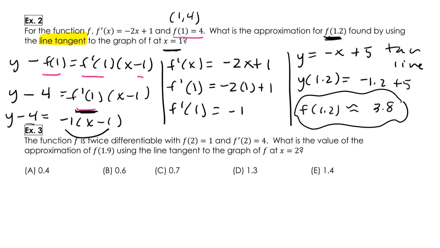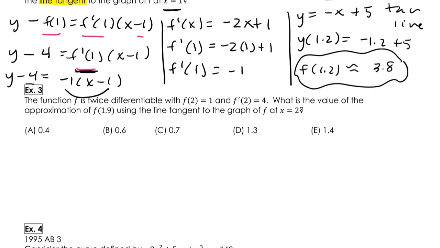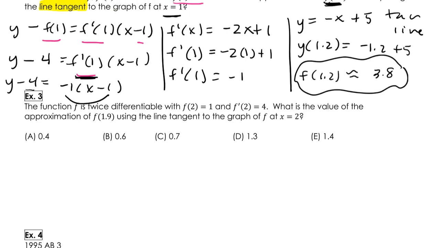Notice that this is not exact, right? It's definitely approximate. The tangent line is not technically touching the curve anywhere else except at that point. So at 1, this tangent line touches the curve. At 1.2, it doesn't. So that's why that's an approximation. Okay, going on. Example 3.